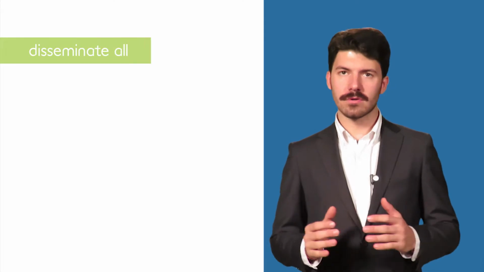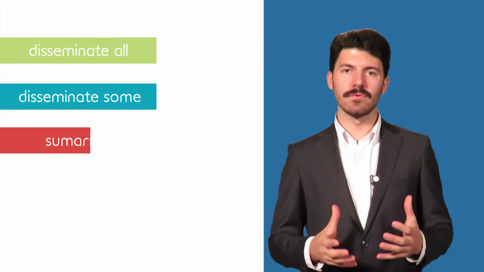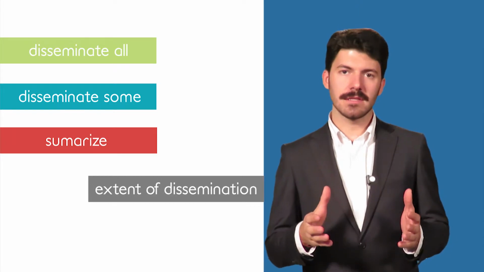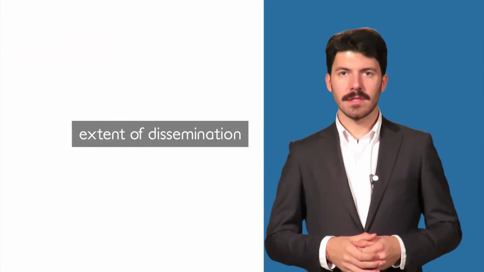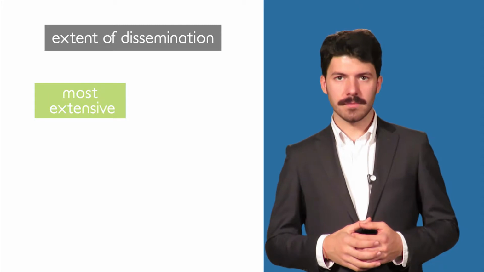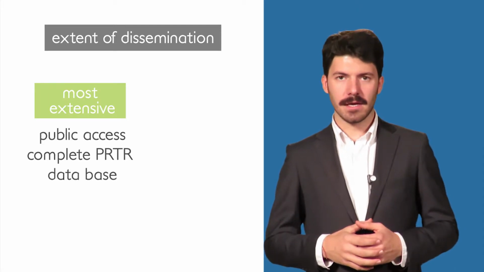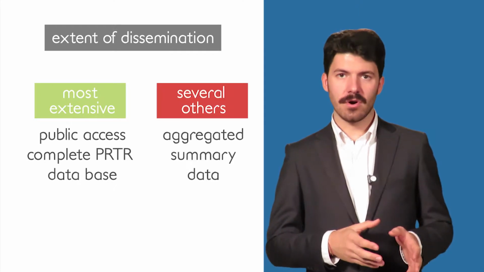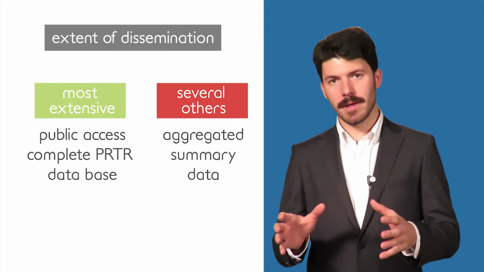A key decision for governments is whether to disseminate all or some information, or to summarize the full set of reported data. Moreover, they have to decide to what extent the data will be disseminated. The most extensive dissemination programs offer readily available public access to the complete PRTR database, while several others offer aggregate summary data to the public.